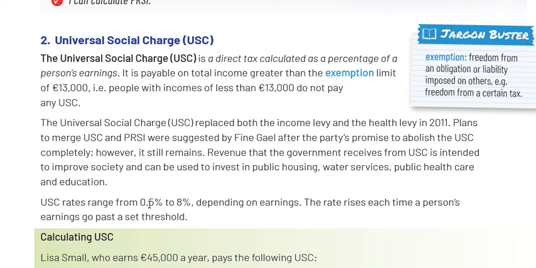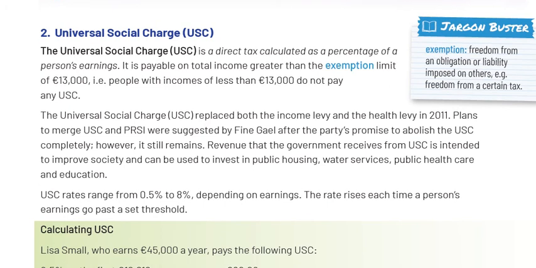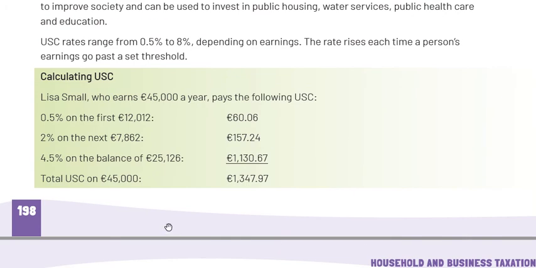USC rates range from 0.5% to 8%, depending on your earnings. Okay. So here's an example. Lisa Small, who earns 45,000 a year, pays the following USC. On the first 12,012 euro, that's on the lower rate, 0.5%. Just to note, you do that calculation first on that 12,012. Remember, she earns 45,000, so she still has a lot more to be taxed on the two other levels.